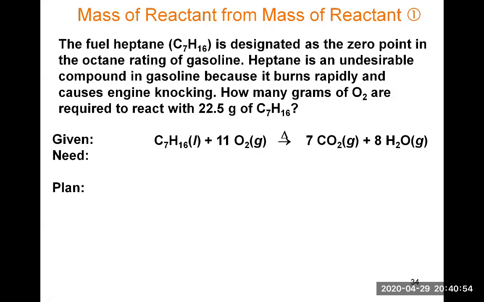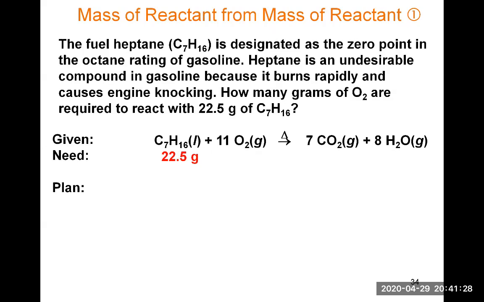So we need to extract the information from the text. And here, it's the last line here. How many grams of O2 are required to react with 22.5 grams of C7H16? And so the given amount here is 22.5 grams of C7H16. So I like to write the given mass under the appropriate compound. So here under C7H16, 22.5 grams.